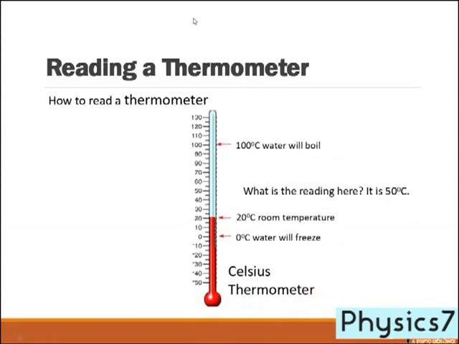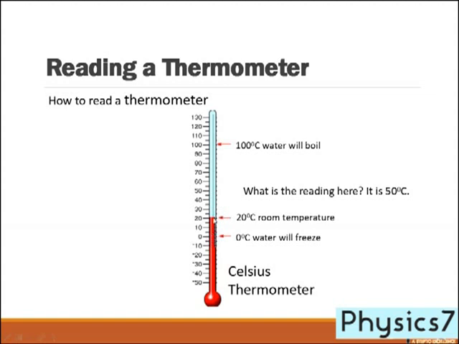So how do you read a thermometer? To read a thermometer is quite straightforward. For example, if we have this diagram representing the temperature scale in Celsius, in other words the Celsius thermometer, all you would do is determine the reading at this point here by looking at the corresponding value for the temperature in Celsius as it corresponds to the level of the actual liquid inside the thermometer. So here you can see that this would represent 50 degrees Celsius. This area here would represent 20 degrees Celsius, and this would represent 0 degrees Celsius.